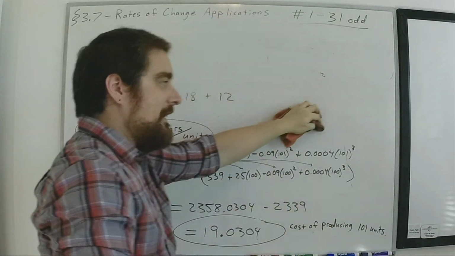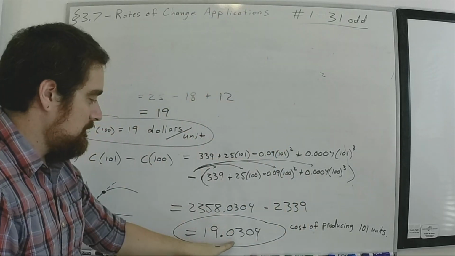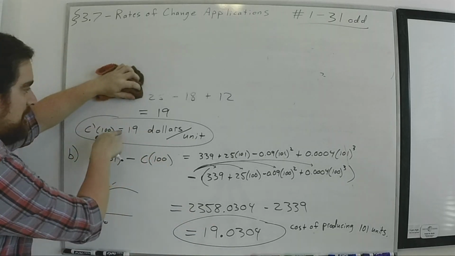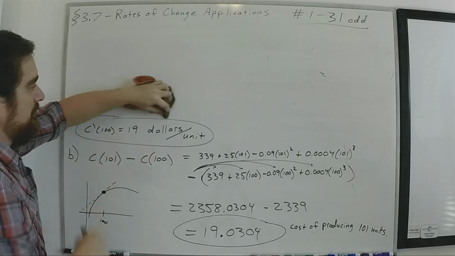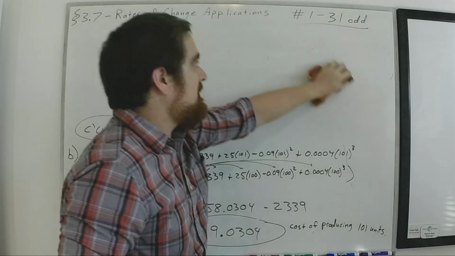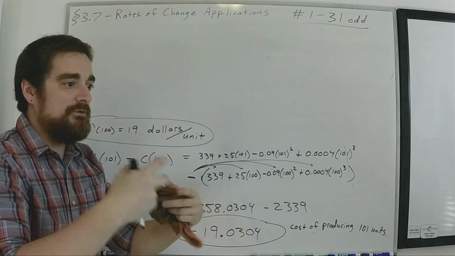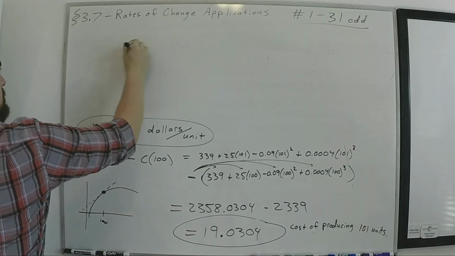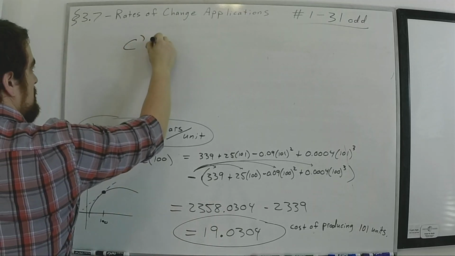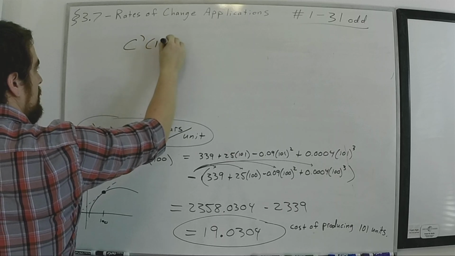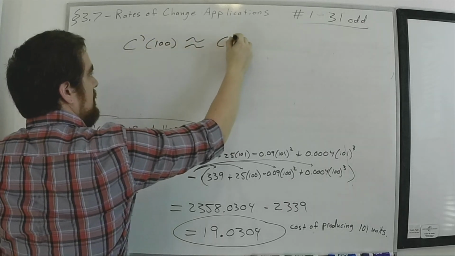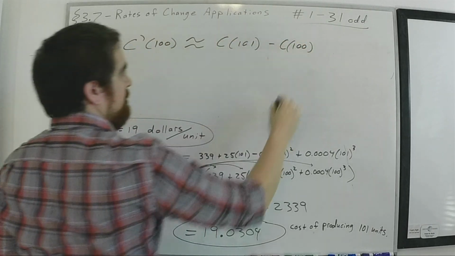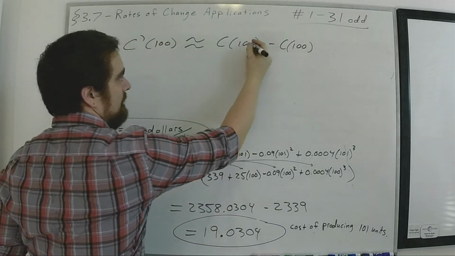But until we actually make that unit and figure out how much it cost us, we can't say that it's exact, because we haven't made 101 units yet. I can't tell you what the next unit's going to cost because I haven't made that unit yet. What happens if I make the next unit and the machine breaks down and I have to pay to get it fixed? All that stuff has to come into play. So in reality, when I look at C prime of 100, it only approximates the cost of making the next unit. It does not get it exact.